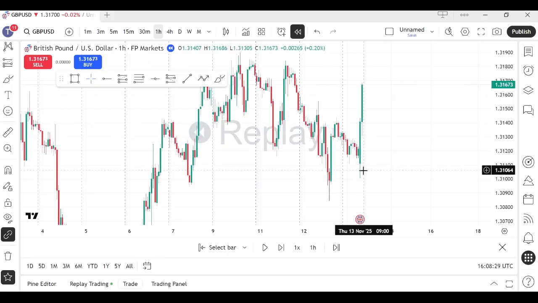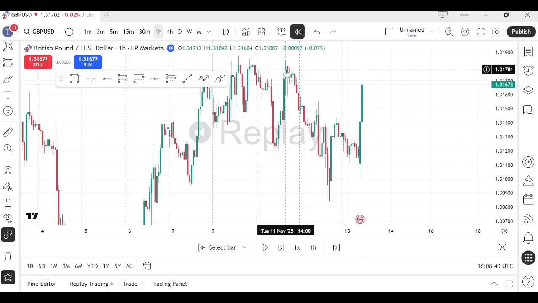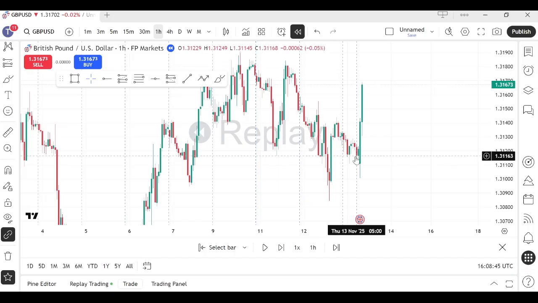And I said to know an impulsive move usually has big candles or long candles, and it breaks plenty levels. See, price was coming down like this, and all of a sudden, boom. So this is an impulsive move. So how do you trade this impulsive move? This is what you do.